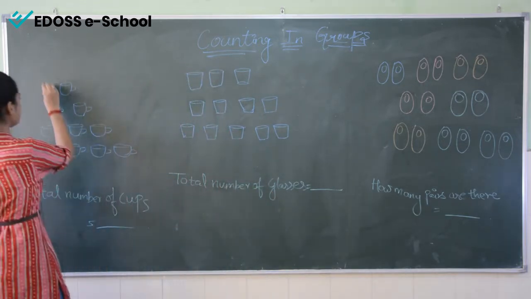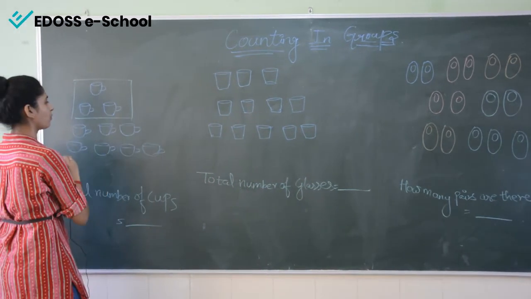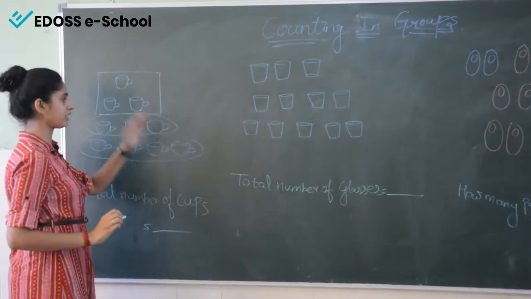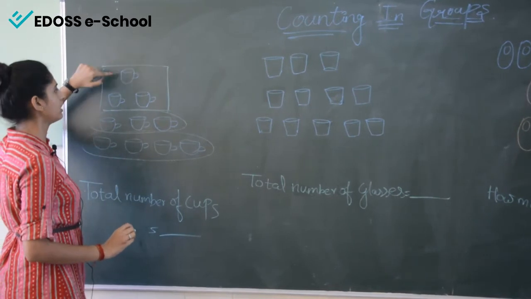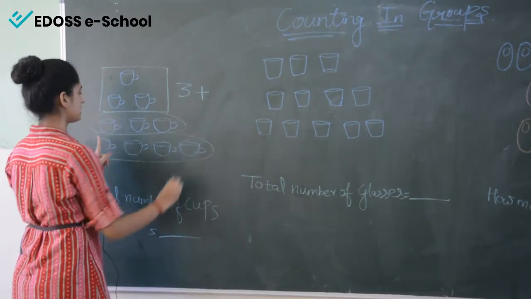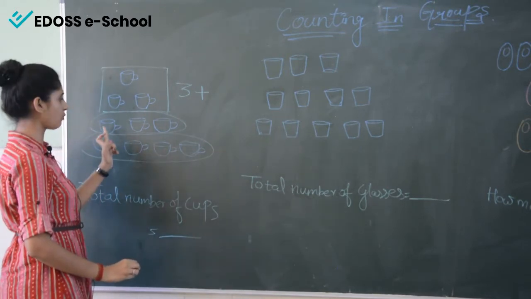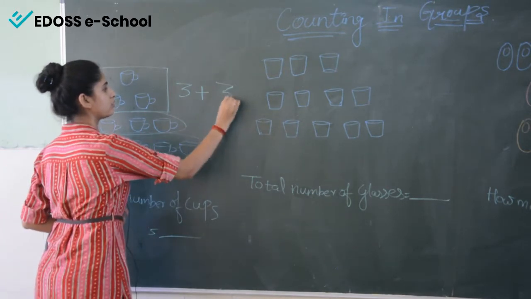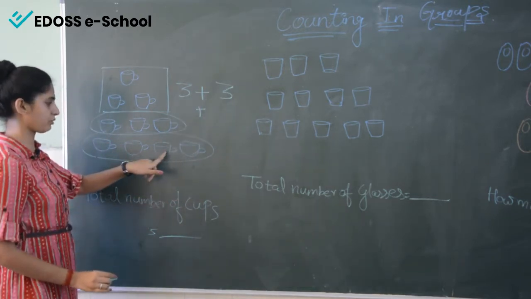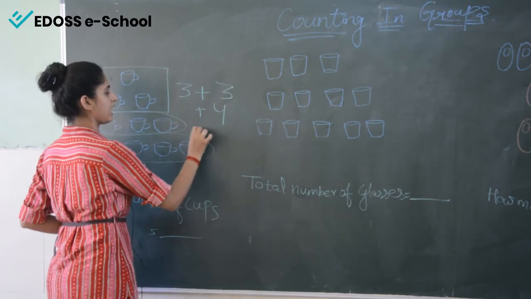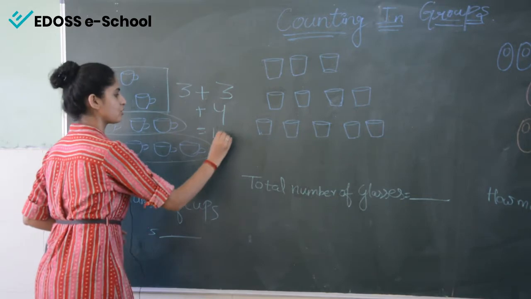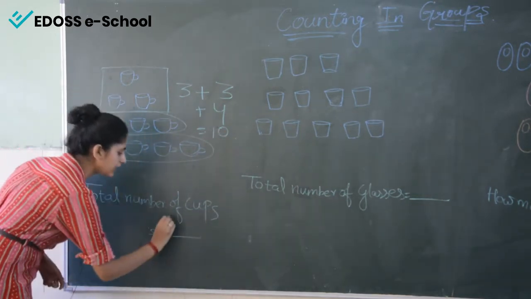Let's make it one group. 1, 2 and 3. So total, how many groups are there? 3 groups. Now let's count in this group, how many cups are there? 3 plus, in this group, how many cups are there? 1, 2, 3. 3 plus, how many cups are in this group? 1, 2, 3, 4. Let's add it. 3 plus 3, 6. 6 plus 4, 10. So the total number of cups are 10.